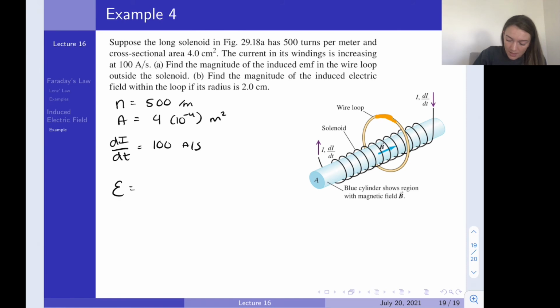Our induced EMF is negative d/dt of the magnetic flux. And what is our flux? It's going to be B times A. So first of all, what is the magnetic field in here? The only magnetic field that's present inside this wire loop is the magnetic field of the solenoid. And we know the magnetic field of a solenoid. We found that yesterday. So the magnetic field is mu naught n times I.